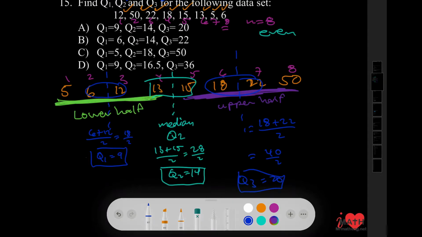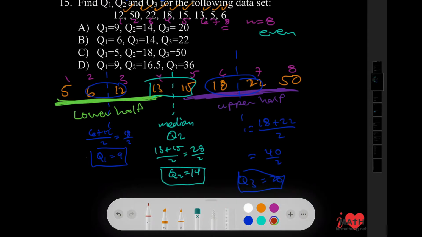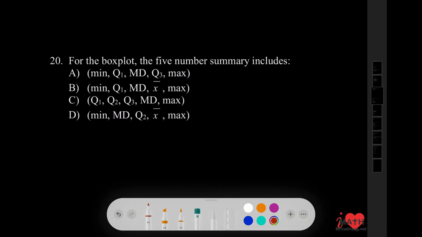Quartile 3 represents 20. So which one of these has 9, 14, and 20? That would be choice A. 15 is A. All right, let's go down to page 3 now, and I have question number 20 for the box plot.